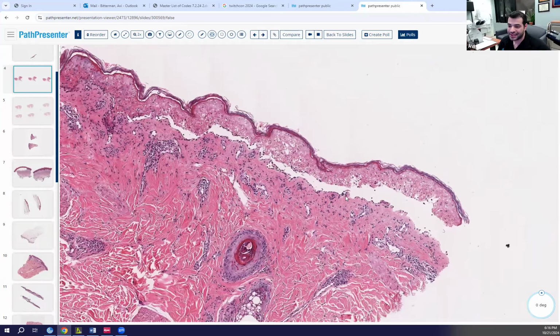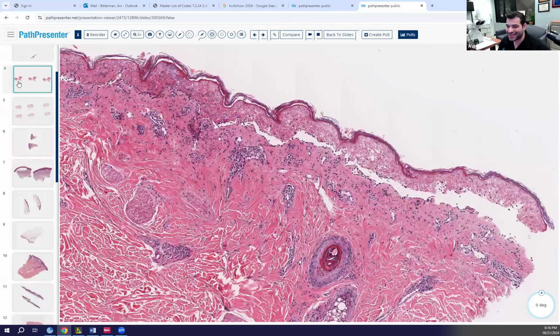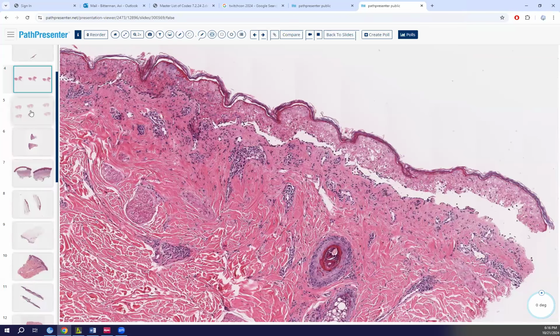Good. And everyone knows not to biopsy it this way, right? Everyone knows to do a nice shave. Yes. Okay, we have that conversation. Good.